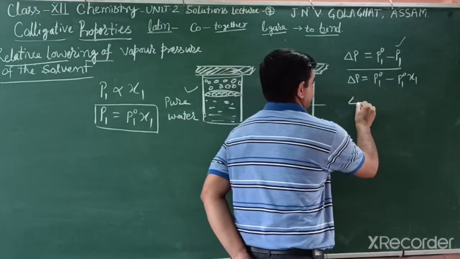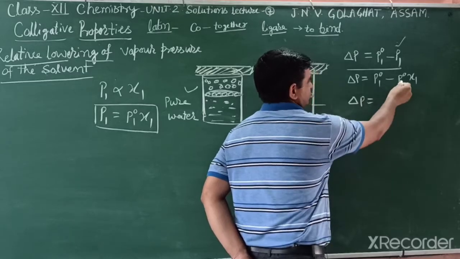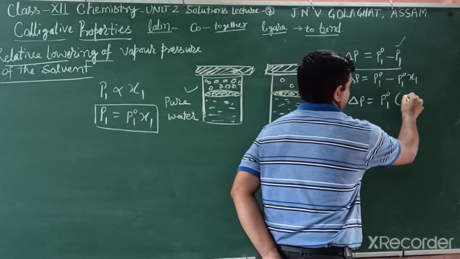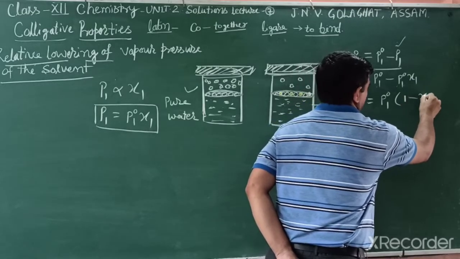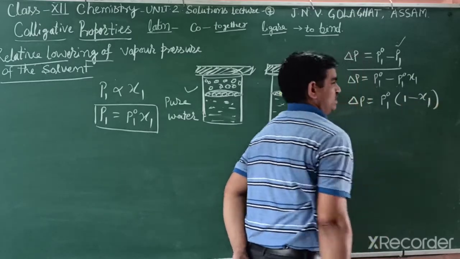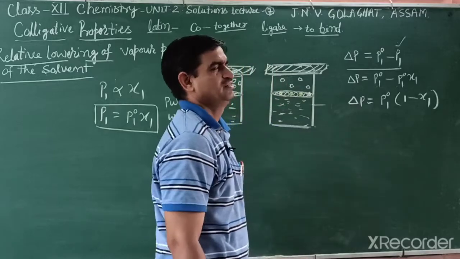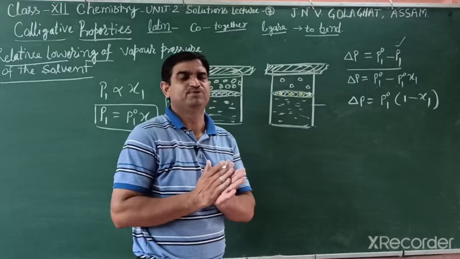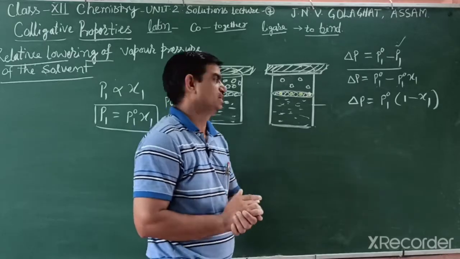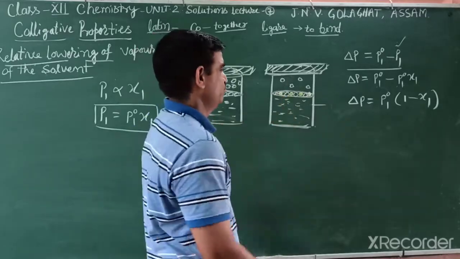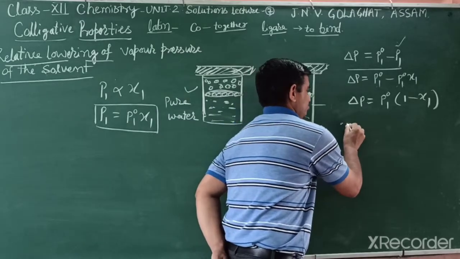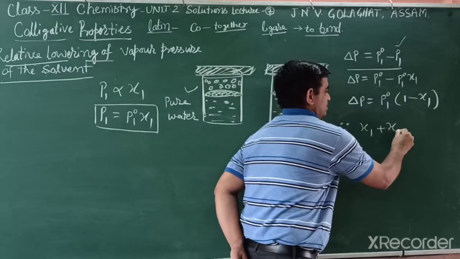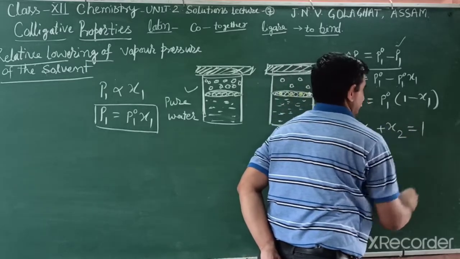If we take delta P is equal to, we take P01 common, then we can write 1 minus mole fraction of solvent. Students, in earlier classes we know the total mole fraction of any component is 1. There is solute and solvent, both are present. We already know this one: mole fraction of the first component plus mole fraction of the second component is equal to 1.